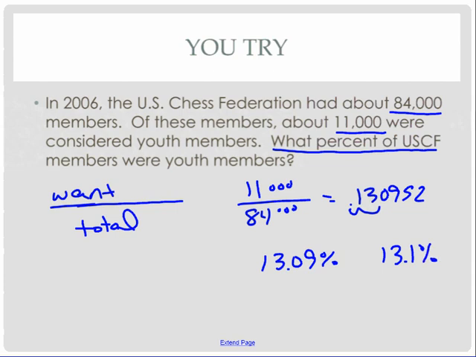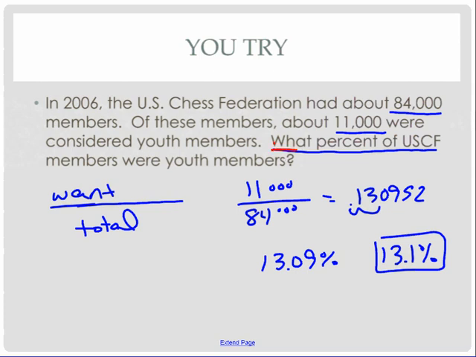You could even say about 13%. That's just fine. So that's one way to do it. The other way to do this is to change an English sentence into a math equation. A lot of people don't like this as much, but when you get good at it, it makes many other word problems much easier.